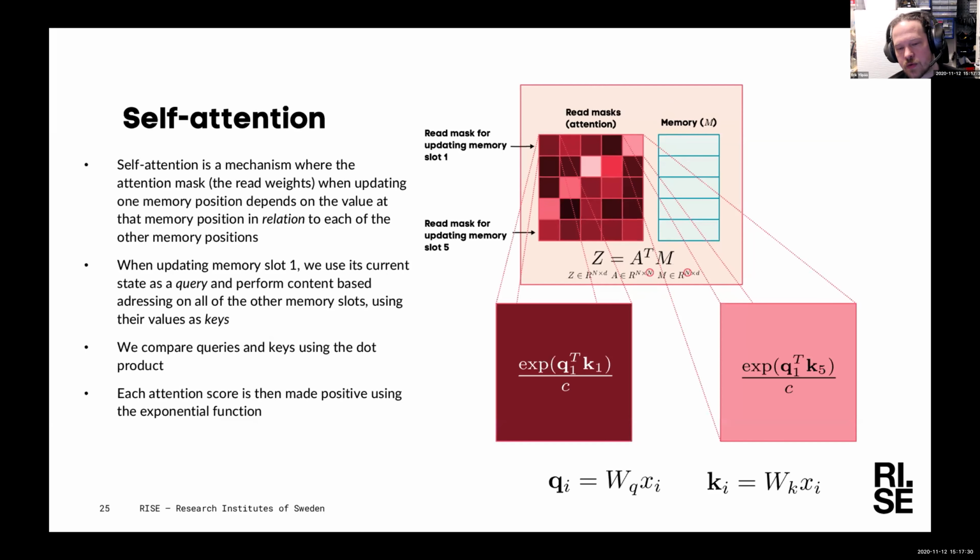And in the transformer, we use a mechanism called self-attention. So this is a pretty busy plot here. I'll try to break it down, so we'll spend a bit more time here. First of all, it's a mechanism to determine how we read memory.